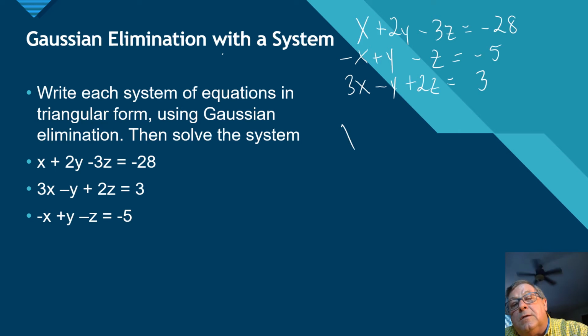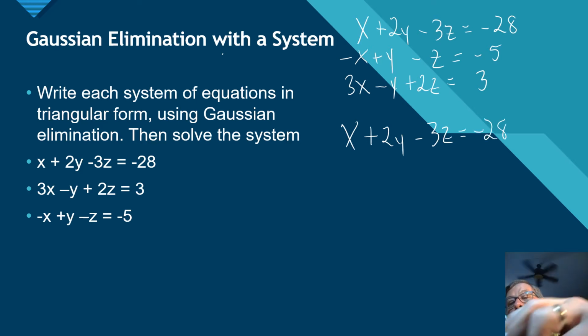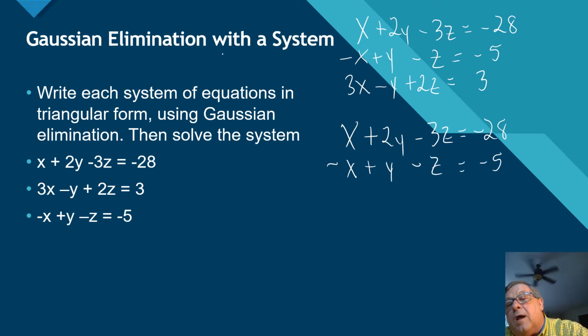So I've got x plus 2y minus 3z equals negative 28. And we're going to add negative x plus y minus z equals negative 5. And you can see why I reordered these, because I can eliminate the x value. And so it's x minus x, that's going to cancel out, and then we're left with 3y minus 4z equals negative 33.